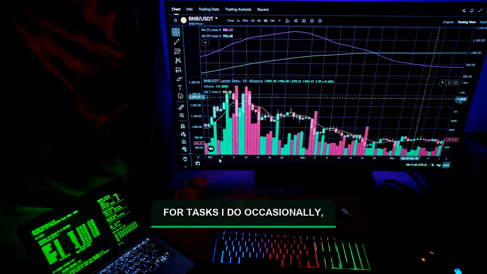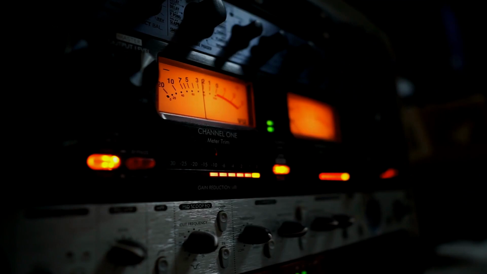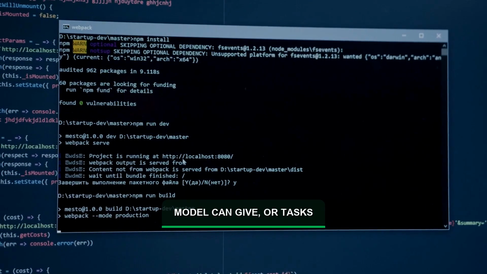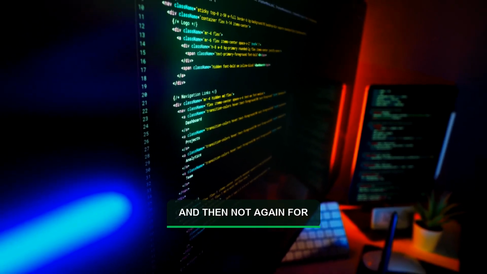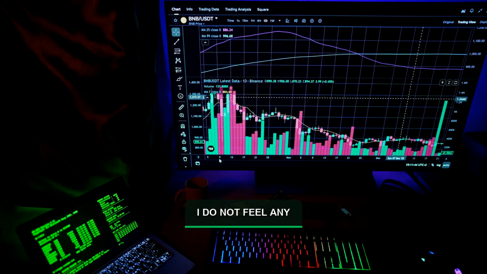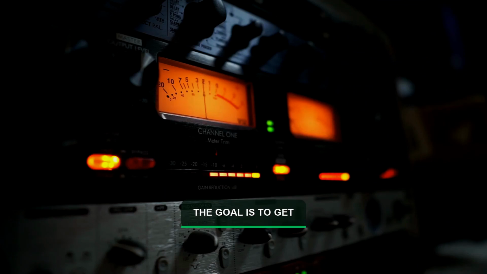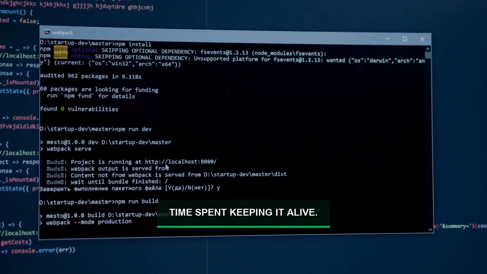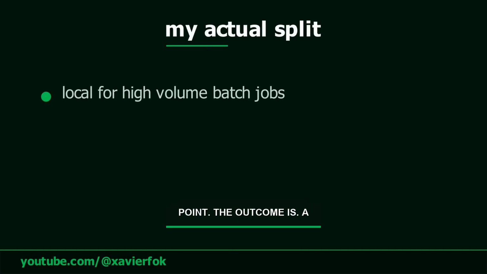For tasks I do occasionally, one-off questions, things I need a sharper answer for than my local model can give, or tasks I do in a burst and then not again for weeks, I use a metered API. I do not feel any guilt about the mix. The goal is to get the work done at a sensible cost and with a sensible amount of my own time spent keeping it alive. The tool is not the point, the outcome is.